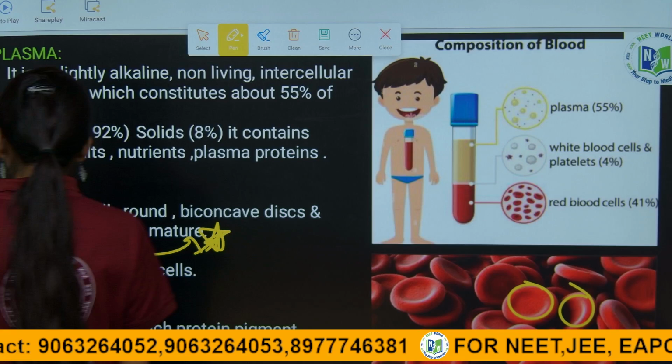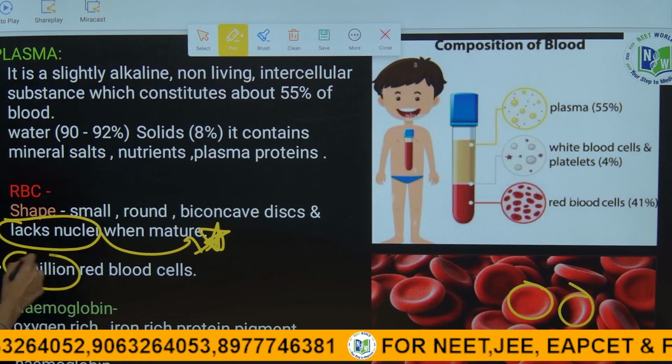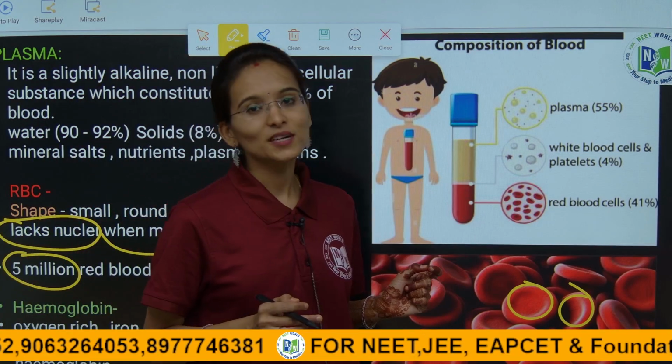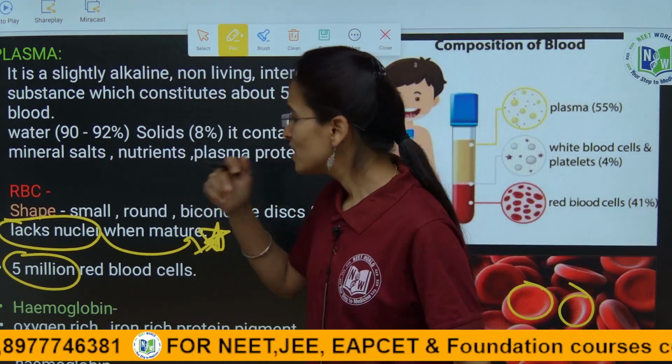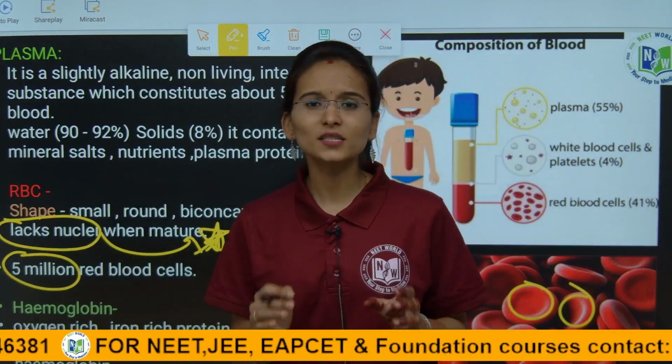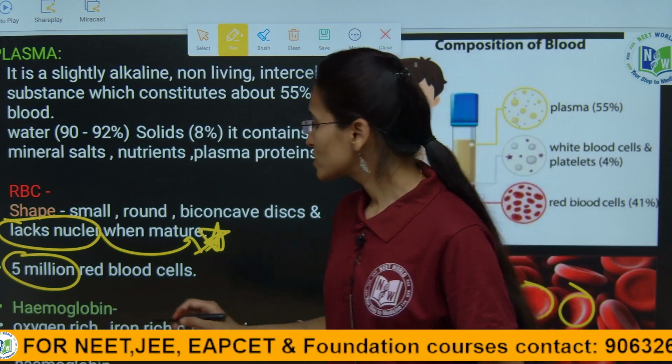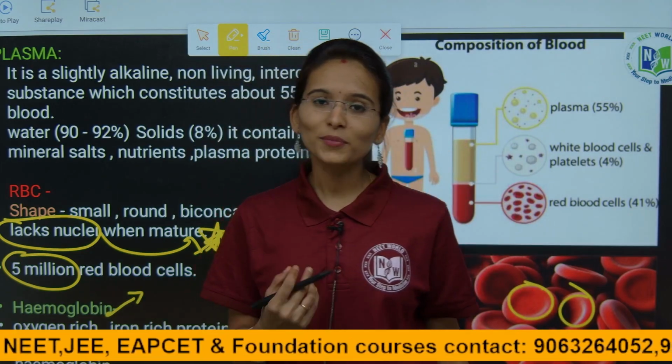And how many RBC cells are going to be present? Nearly 5 million red blood cells are going to be present in our body. Okay. Clear with the shape? These are very small, round and biconcave. So now why actually do they appear red in color?